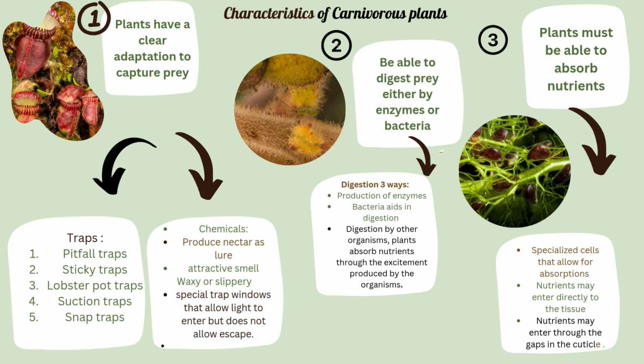Digestion, there are three ways. Production of enzymes, with bacteria aiding in digestion. Digestion by other organisms, where plants absorb nutrients through the excrement produced by the organism. Plants must be able to absorb the nutrients. They have specialized cells that allow for absorption. Nutrients may enter directly into the tissue, and nutrients may enter through gaps in the cuticle.